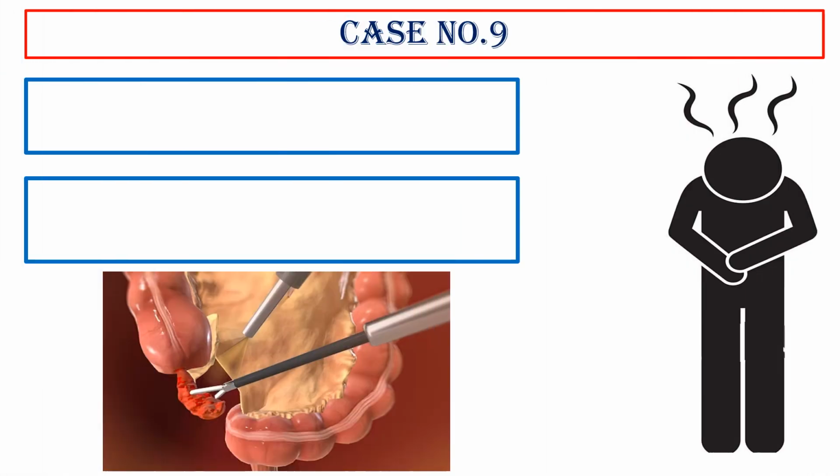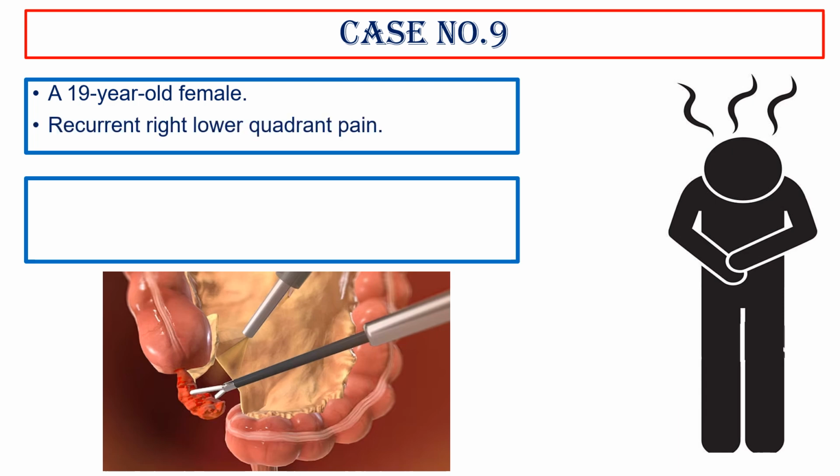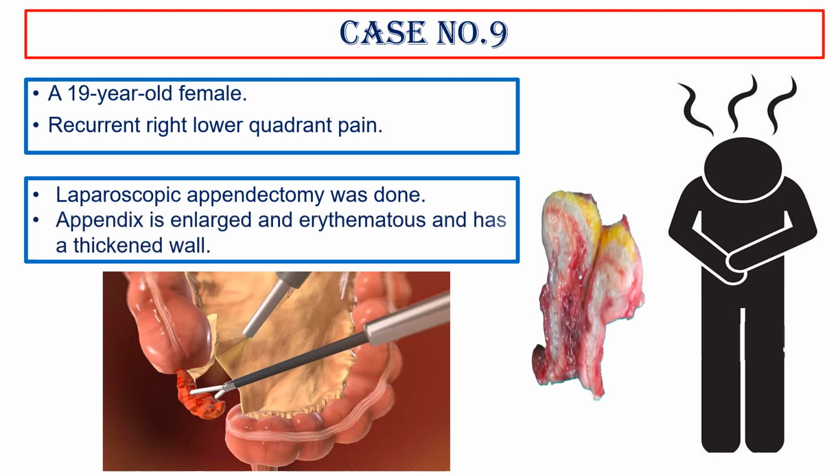Case number 9. A 19-year-old female came with recurrent right lower quadrant pain. Laparoscopic appendectomy was done. Appendix is enlarged and erythematous and has a thickened wall.